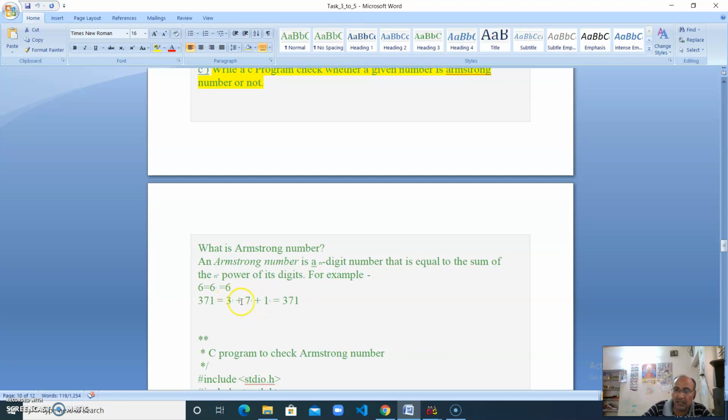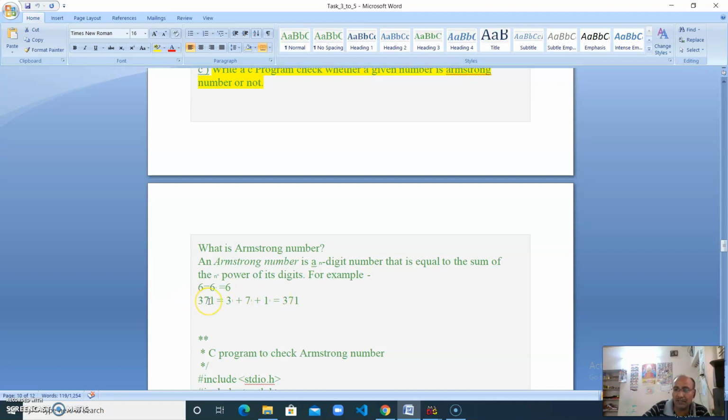3 to the power of 3 plus 7 to the power of 3 plus 1 to the power of 3. It is given as 371. That means the individual digits raised to the power, here 3, give that particular original number. That number is an Armstrong number.